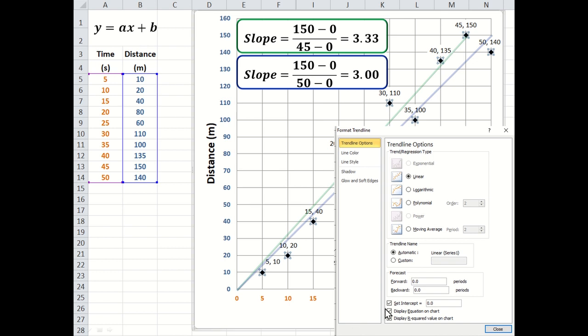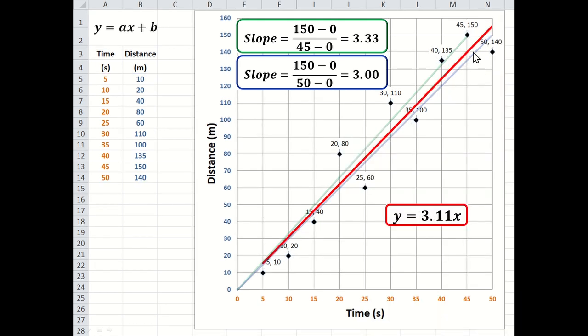The other thing I did in this screen is I clicked that box and I set the intercept to be 0 because I knew it should go through 0. The other really neat thing is we can check the box to display the equation on the chart. So when I hit close there, it will put that red line there, which is a little different from what we guessed. Not bad, but it did the absolute best fit for that.